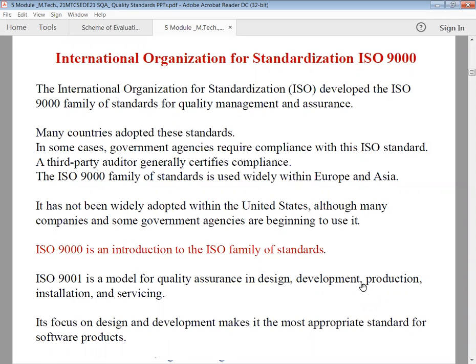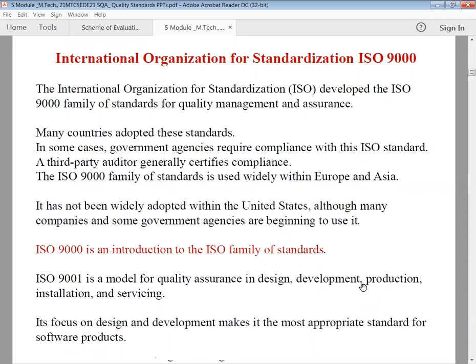In some cases, government agencies require compliance with this ISO standard. A third-party auditor generally certifies compliance. So yeah, the ISO third party will come and certify your product and process. The ISO 9000 family of standards is used widely within Europe and Asia. So most of the European-based automobile industry and Asian-based companies are following the ISO standard.